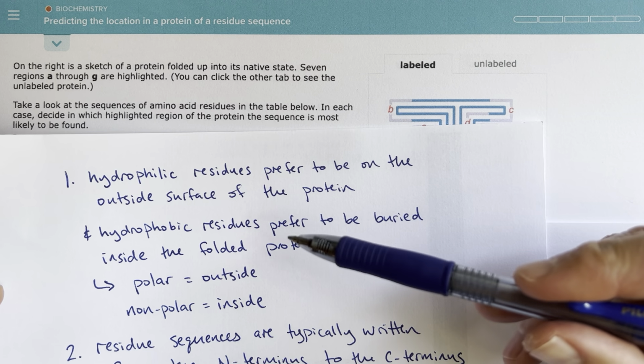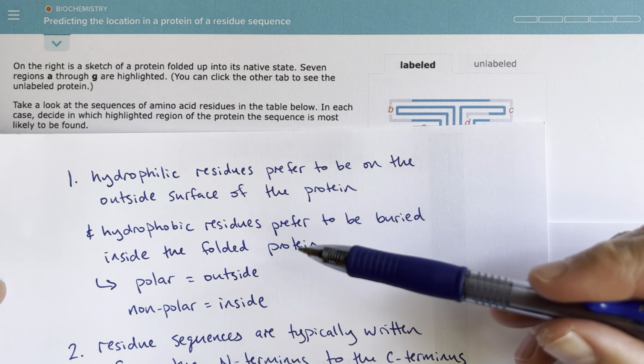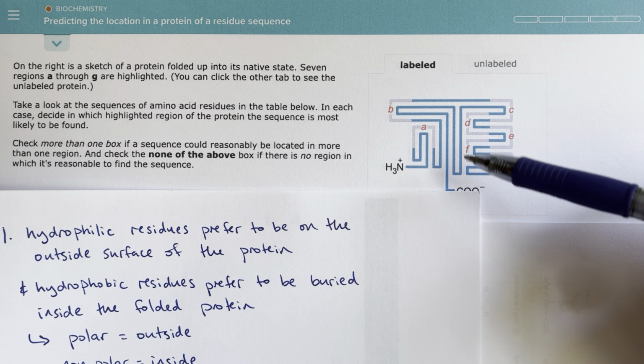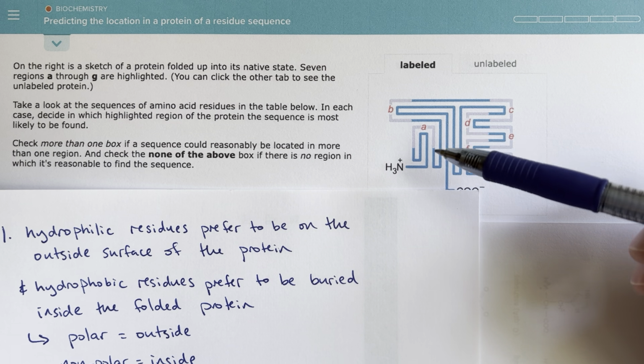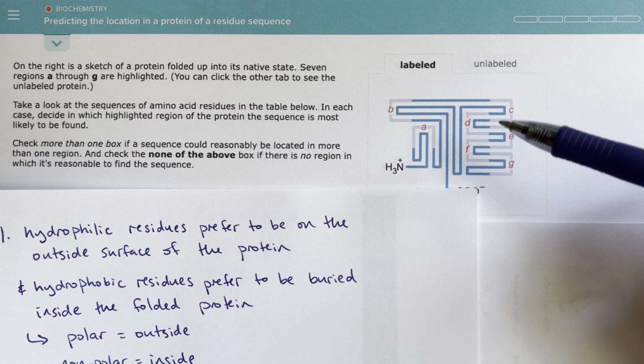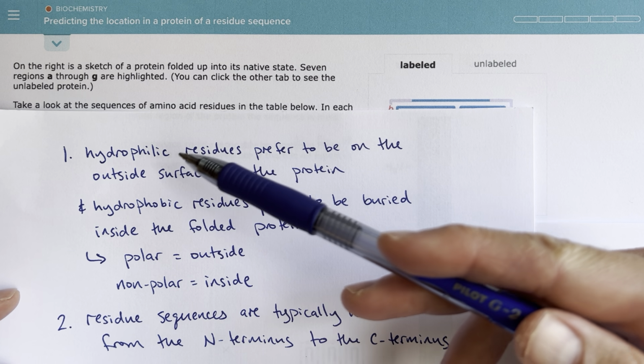And then hydrophobic residues prefer to be buried inside the folded protein. So like you see D here is buried inside of the protein. So D and F are completely in here. Part of A is in here as well. These ends of G and E, these ends of C and E right here, that would be considered inside the folded protein.